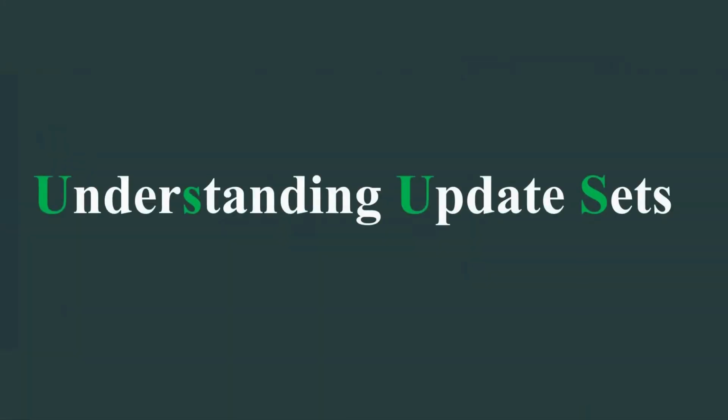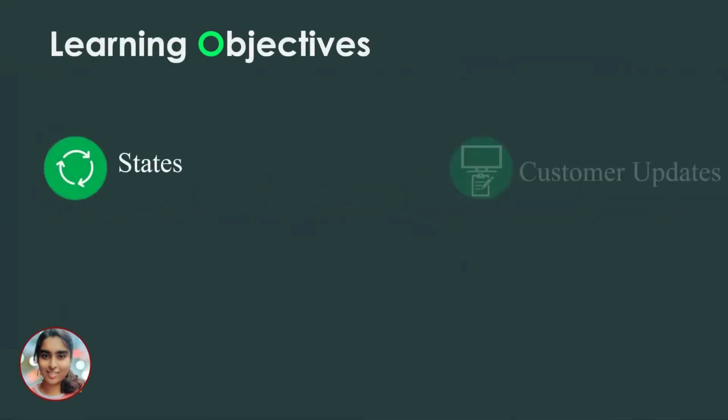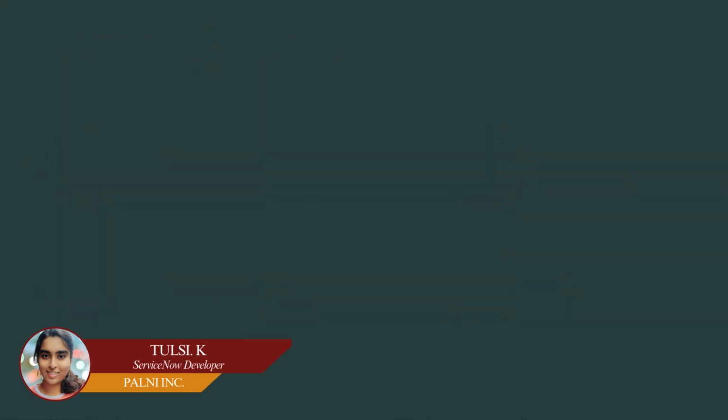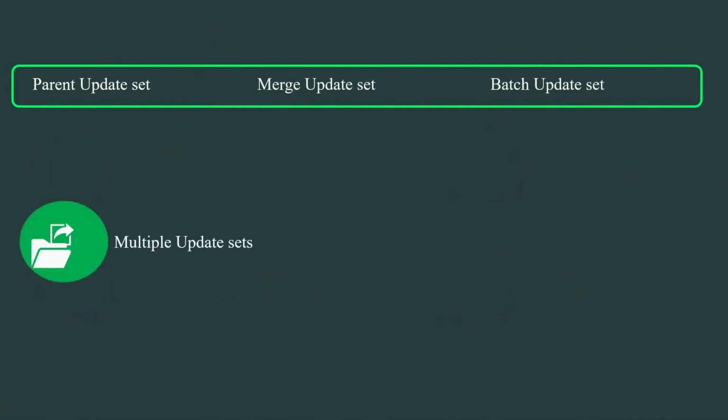In my previous videos, I have already explained about update set states, customer updates, default update sets, and more. In today's video, we will learn how to batch and merge update sets in ServiceNow. Along with that, we will also see how to manage parent update sets to keep your update sets more organized and structured. Before we get started, why do we need batch and merge update sets?